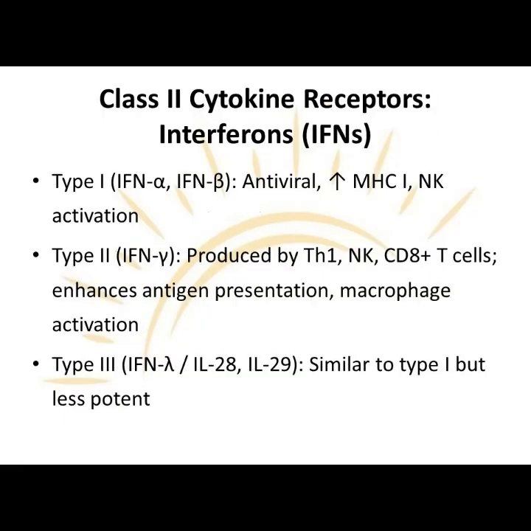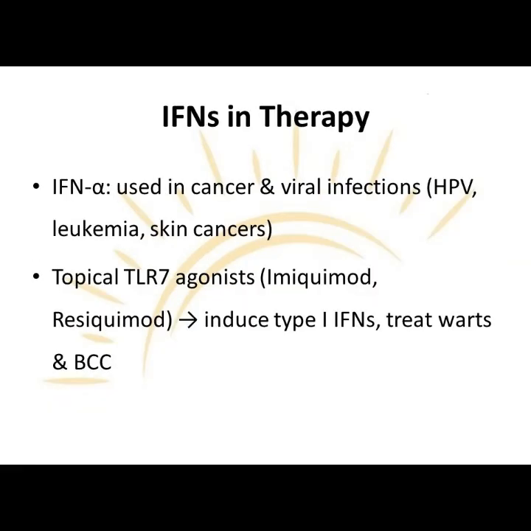Interferons. Type 1 IFNs are involved in antiviral MHC-1 and NK activation. Type 2 IFN gamma, produced by Th1, NK, and CD8 plus T cells, enhances antigen presentation and macrophage activation. Type 3 IFN lambda, IL-28 and IL-29, is similar to type 1 but less potent. IFNs in therapy: IFN alpha can be used in cancer and viral infections such as HPV, leukemia, and skin cancers. Topical TLR7 agonists, imiquimod and resiquimod, induce type 1 IFN and are used to treat warts and BCC.